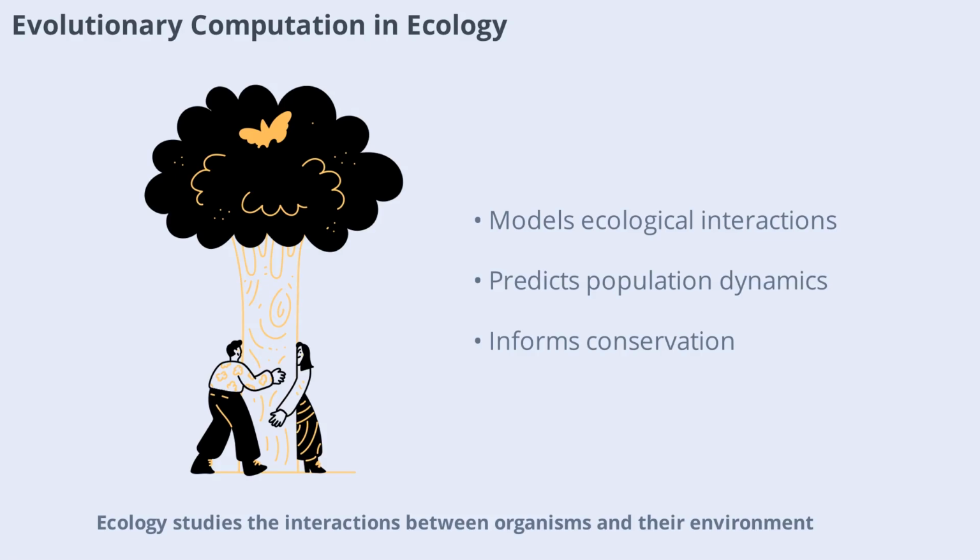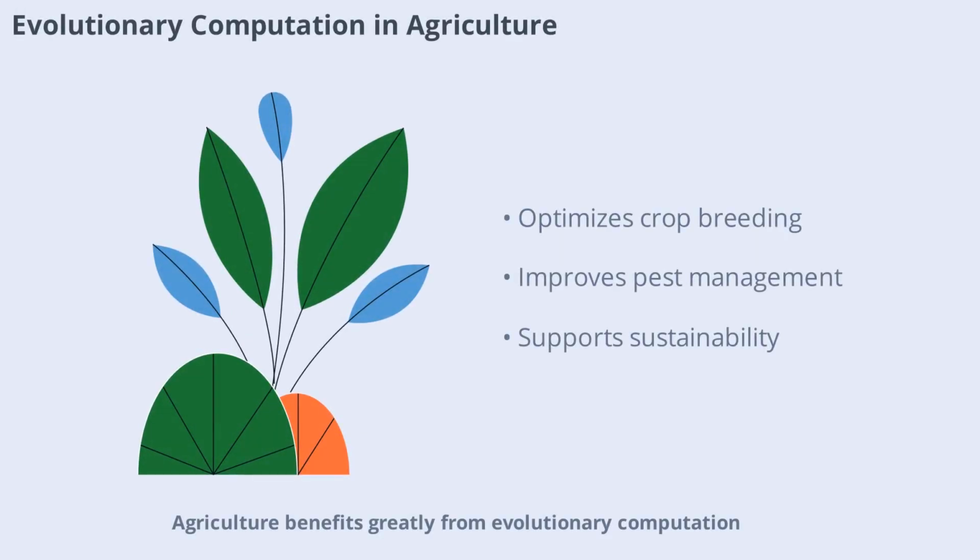Ecology studies the interactions between organisms and their environment. Evolutionary computation provides tools to model these interactions, predict population dynamics, and assess the impact of environmental changes. By simulating different scenarios, researchers can explore the consequences of habitat loss, climate change, and species introductions, informing conservation efforts and ecosystem management.